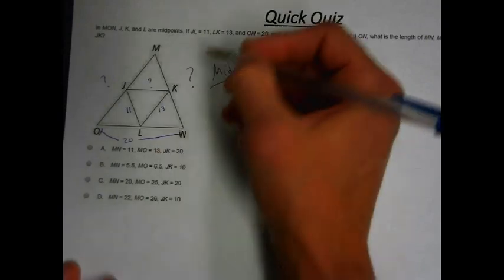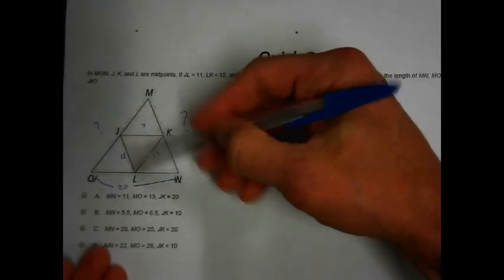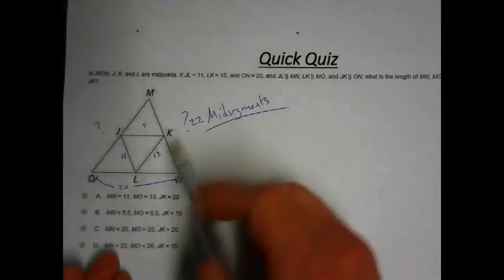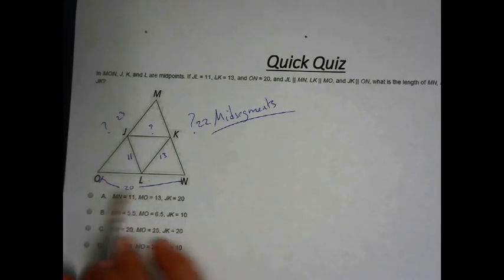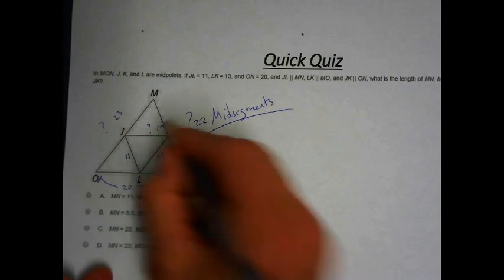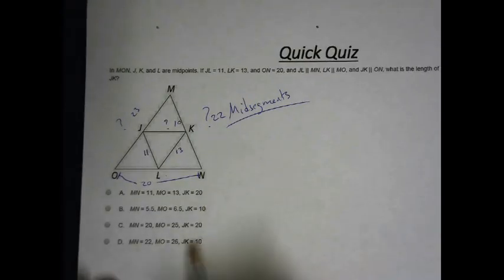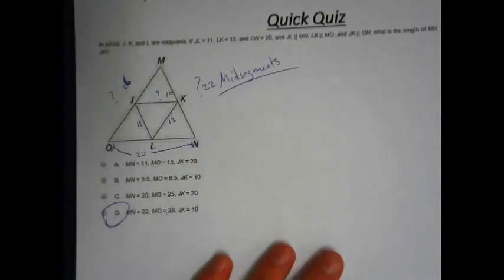Okay, so we can all figure that out. If JL is 11, MN is 22. If LK is 13, MO is 26. And if all the way out, NO is 20, JK is 10, right? So JK being 10, MO, 26. Ooh, that was close, cats. What's wrong with you? 26 and 22. So we know the answer is D, that last one, because that was really a mistake.